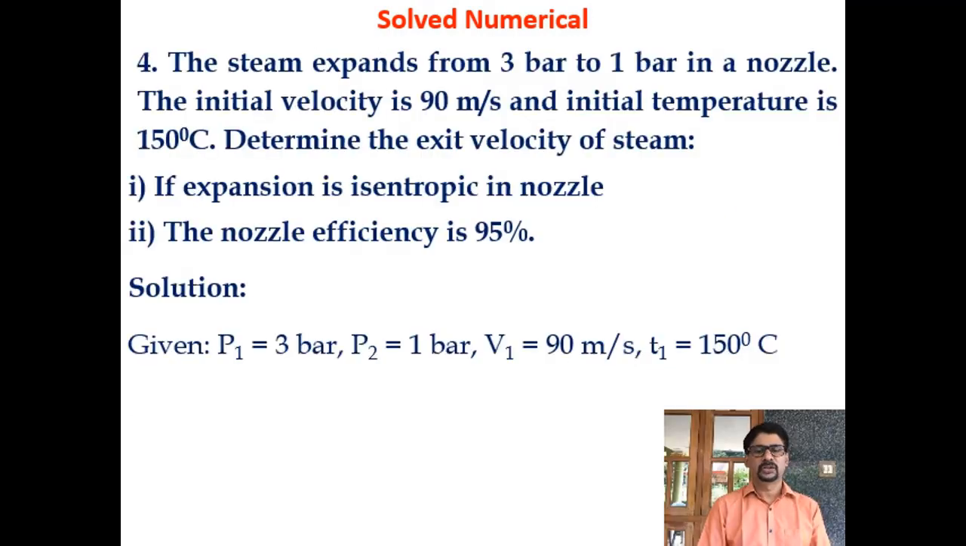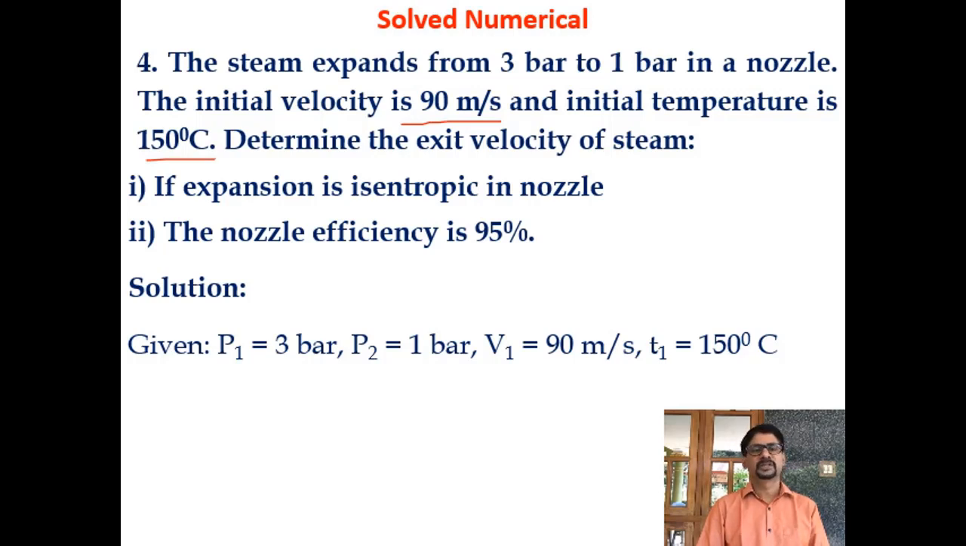Okay, now let us solve this problem. The steam expands from 3 bar to 1 bar in a nozzle. The initial velocity is 90 meter per second and initial temperature is 150 degrees Celsius. Number 1, determine the exit velocity of the steam if the expansion is isentropic in the nozzle. Number 2, the nozzle efficiency is 95%. So it is a problem wherein both isentropic and actual expansion have to be considered.